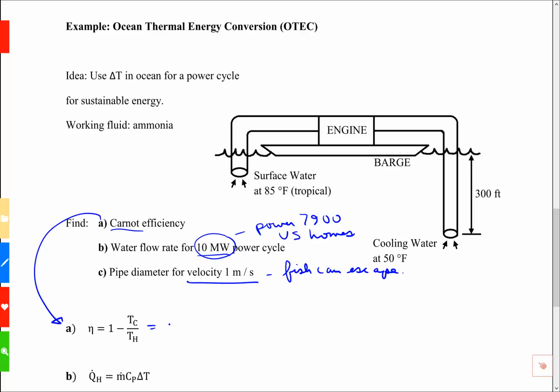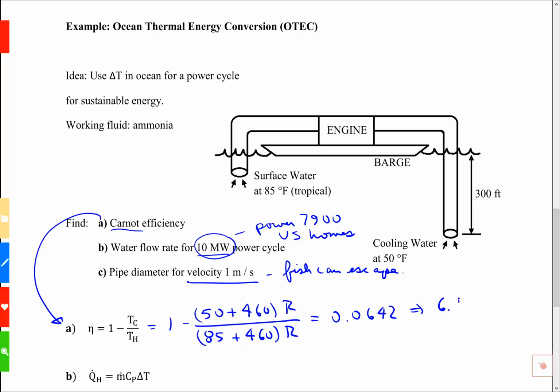All right, Carnot efficiency is defined as 1 minus the cold temperature divided by the hot temperature. We can compute that. The cold temperature is 50 Fahrenheit. But now we need to convert this to absolute. So I'm going to add 460 and that'll give me Rankine. Dividing by the hot temperature, which is 85 plus 460 to convert to Rankine. And this value is 0.0642 or 6.42%. That's a very low efficiency.